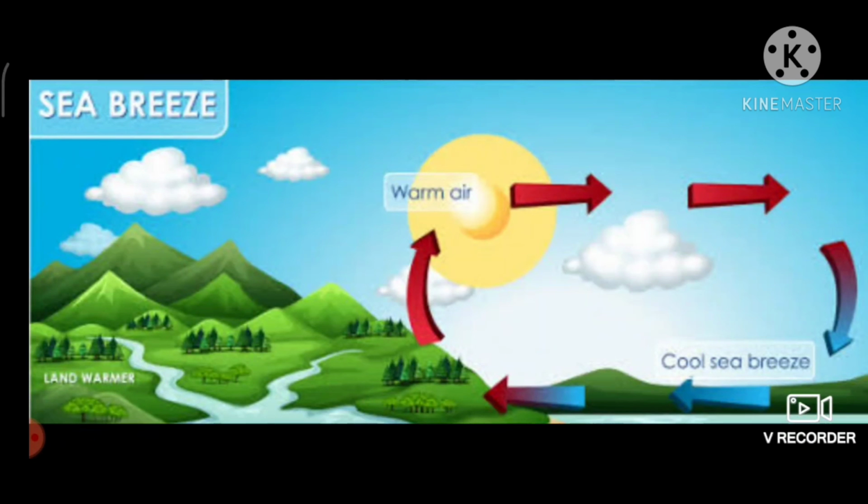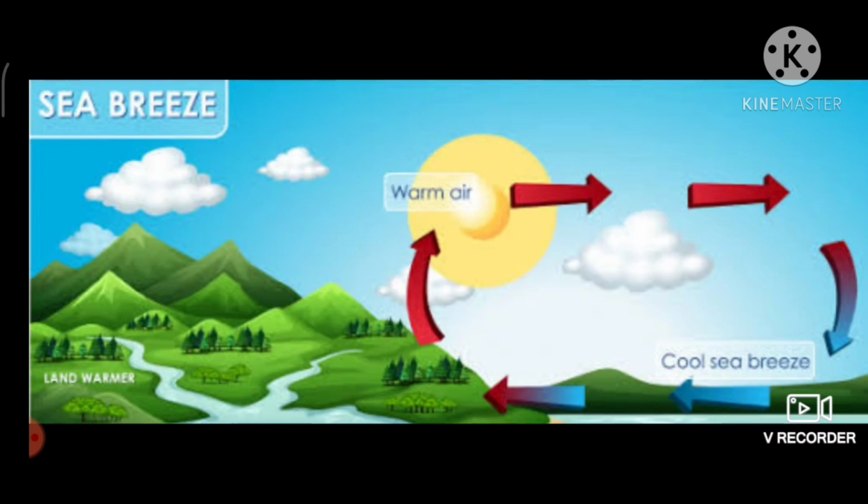Sea breeze. The weather on the land gets heated very fast and also cooled very fast. So we just now saw that in different types of transfer of heat, the hotter particles move towards the colder region and cold particles move towards the hotter region. The same thing happens when we consider the sea breeze.